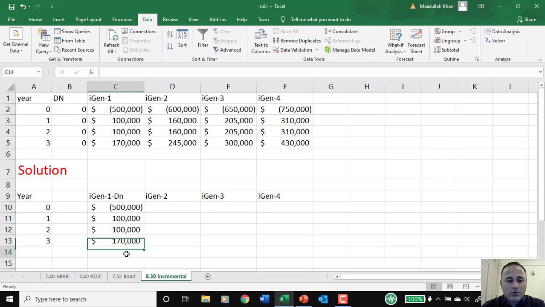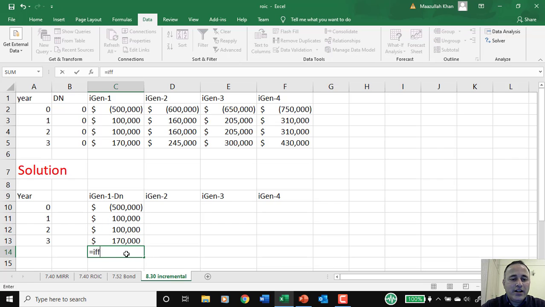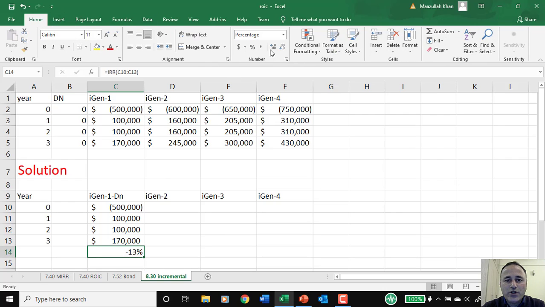Now let's calculate the IRR. So equal IRR, double click on this one, choose all cash flows, comma, provide any guess. Let me not provide any guess, because if you do not provide any guess, it starts with 10%. So let's do that. It's minus 13. Let me increase the decimal points. And as you can see, it's 12.60.